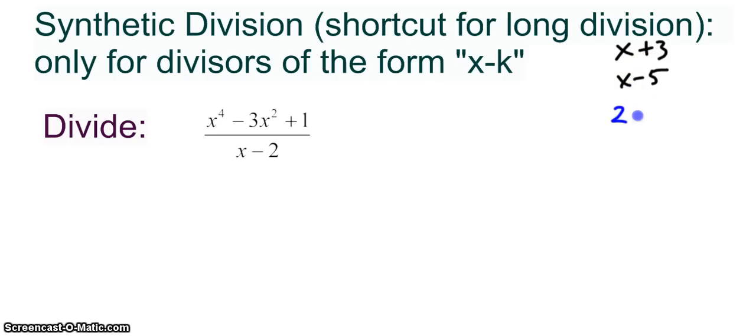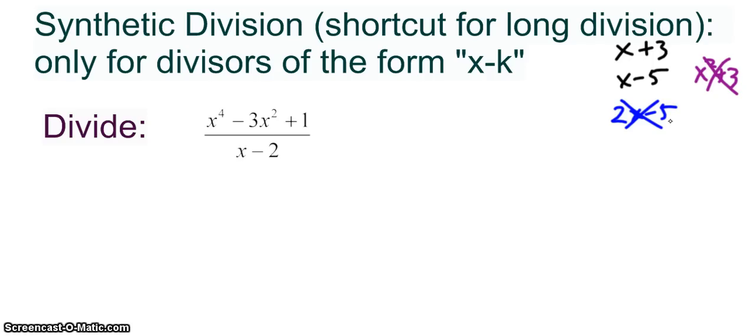But if I had 2x minus 5, that doesn't work. Or if I had x squared plus 3, have to do long division. 2x minus 5, I have to do long division. Now, you could argue with the 2x minus 5, okay, you actually can do synthetic division, but you have to be really careful. So in order to avoid that carefulness, let's just say long division.